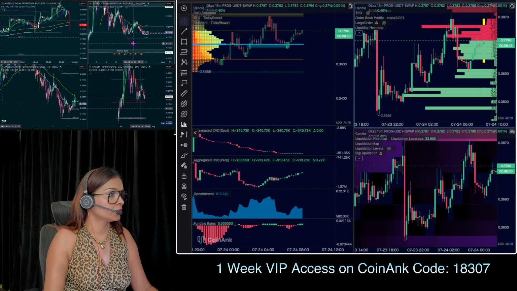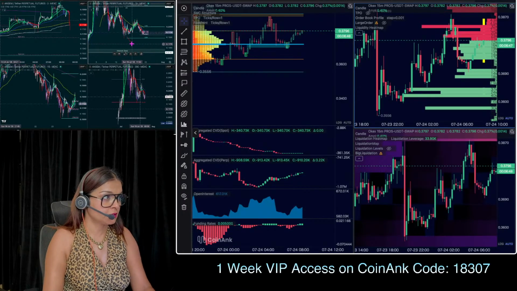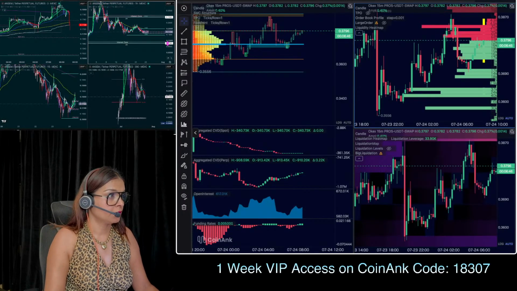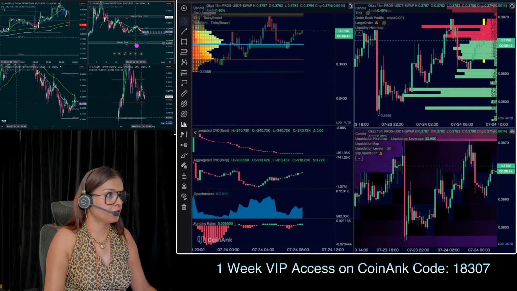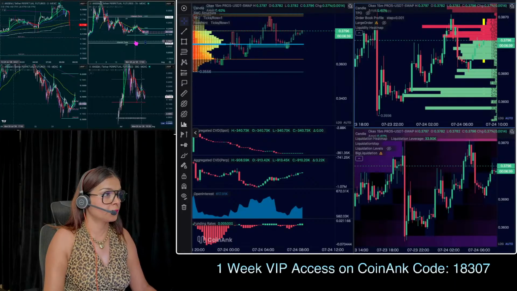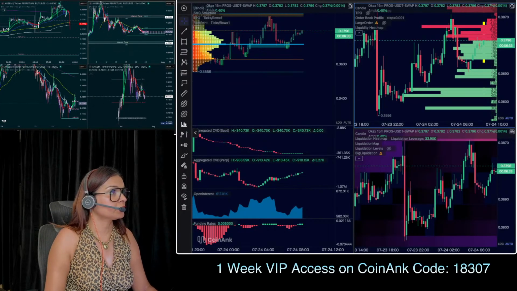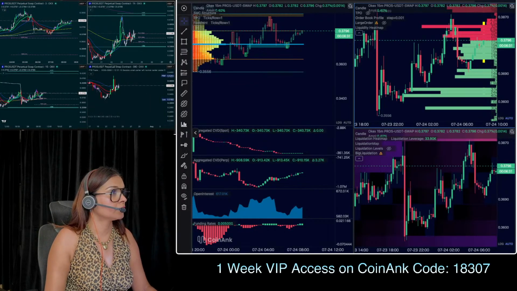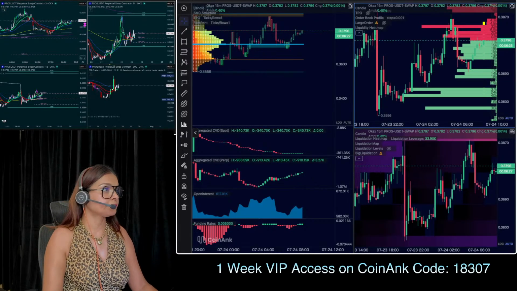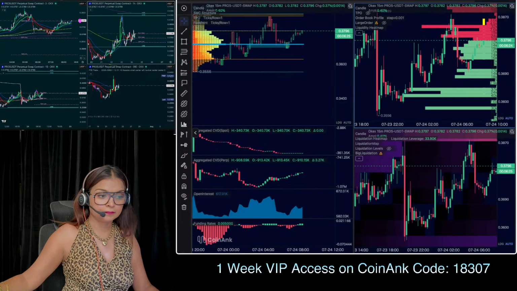Which is right in this area, in the 0. So let's say 0.963 to 769 area. And pros USDT. All right.